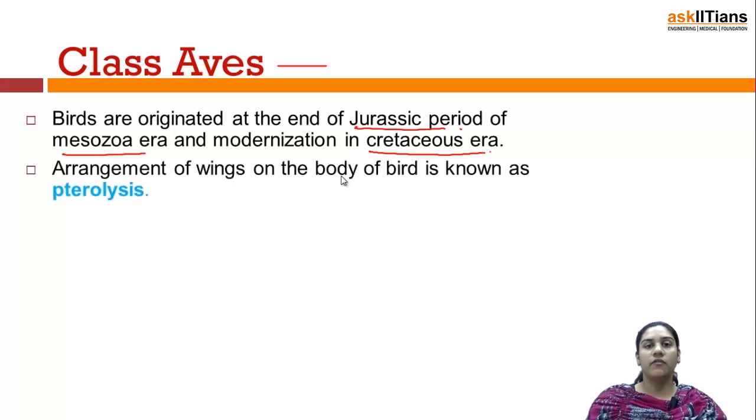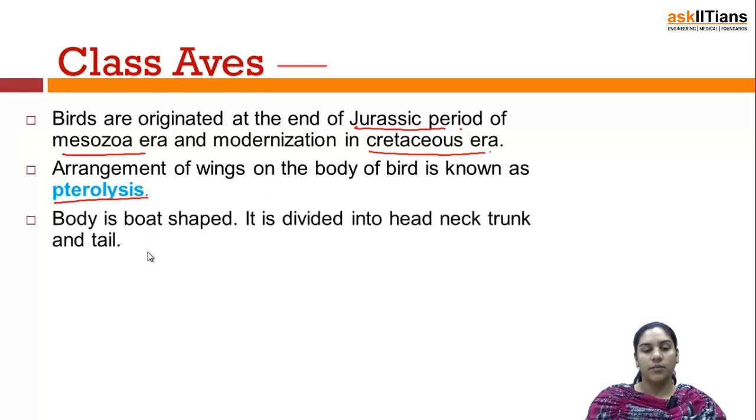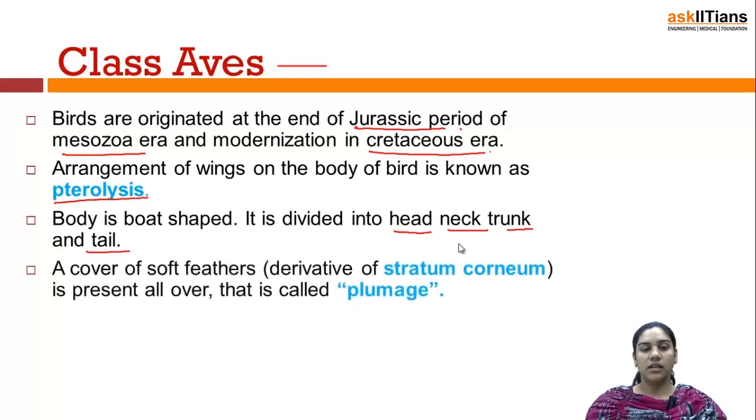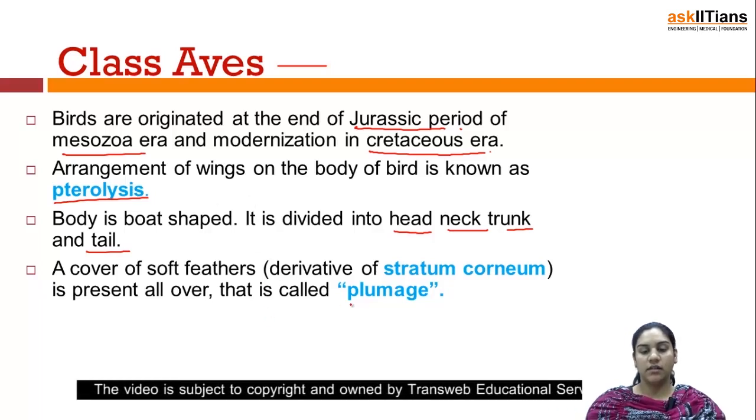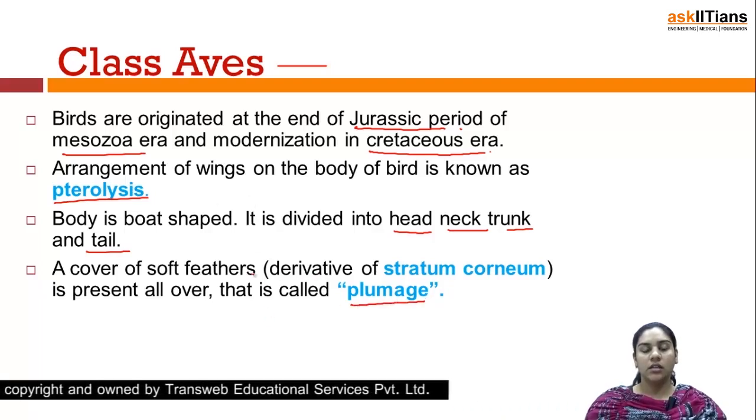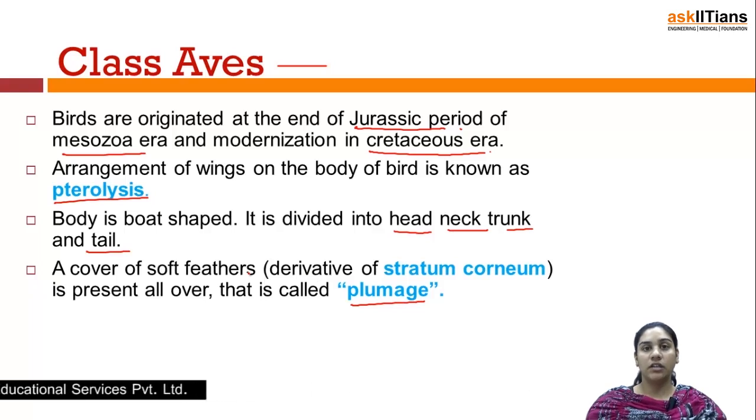The arrangement of the feathers on the body of the bird is known as pterylosis. The body is boat-shaped and it is divided into head, neck, trunk and tail. There is a cover of soft feathers present all over the body, and this is known as the plumage. The feather is a derivative of the stratum corneum.